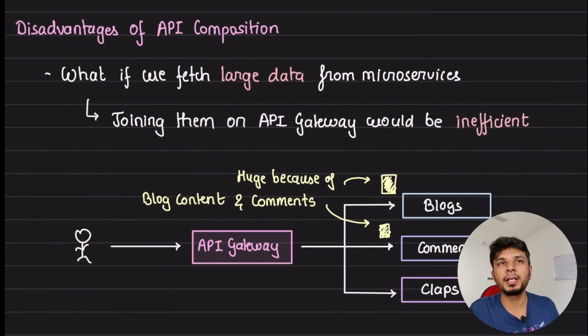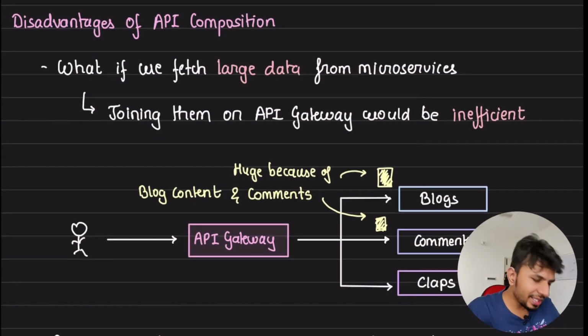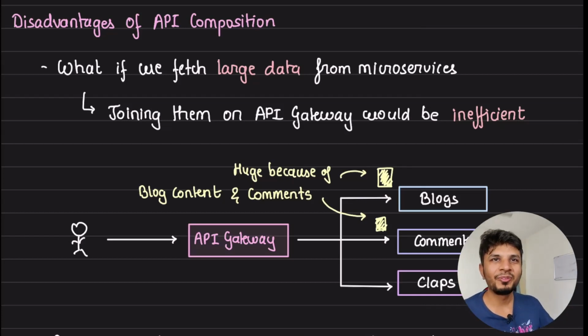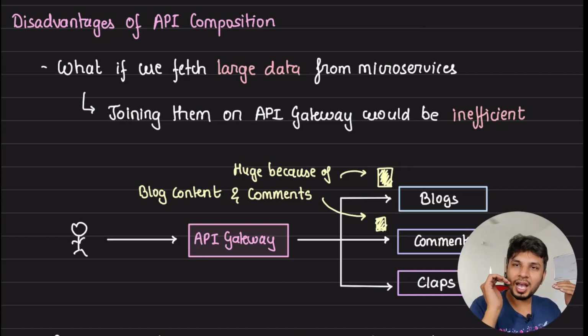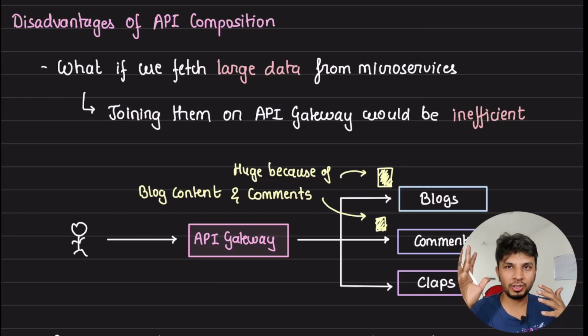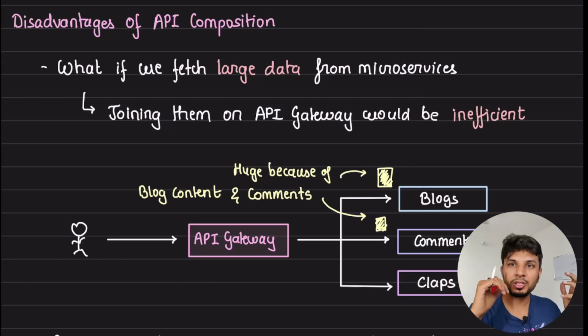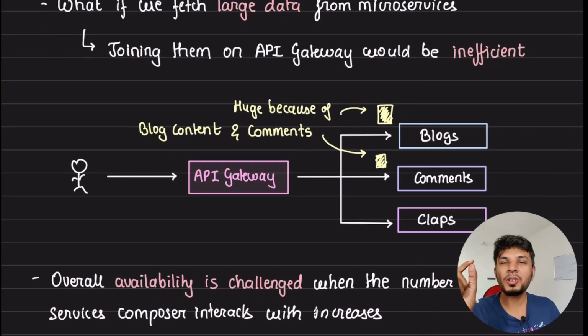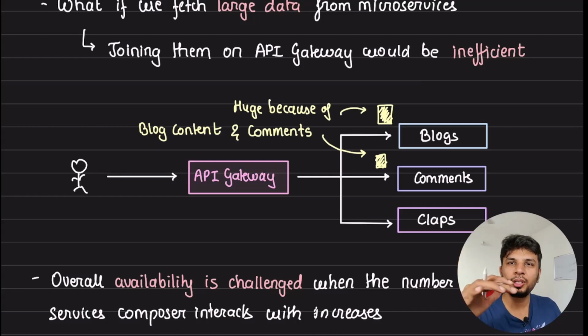Okay, now the final part. Let's talk about disadvantages. Obviously, as I always say, grass is not always green. Let's talk about the disadvantages of API composition. First one, our composer is basically firing a lot of requests onto services, getting the responses, and merging them. What if the responses that it is getting from the services are huge? For example, hear me out.